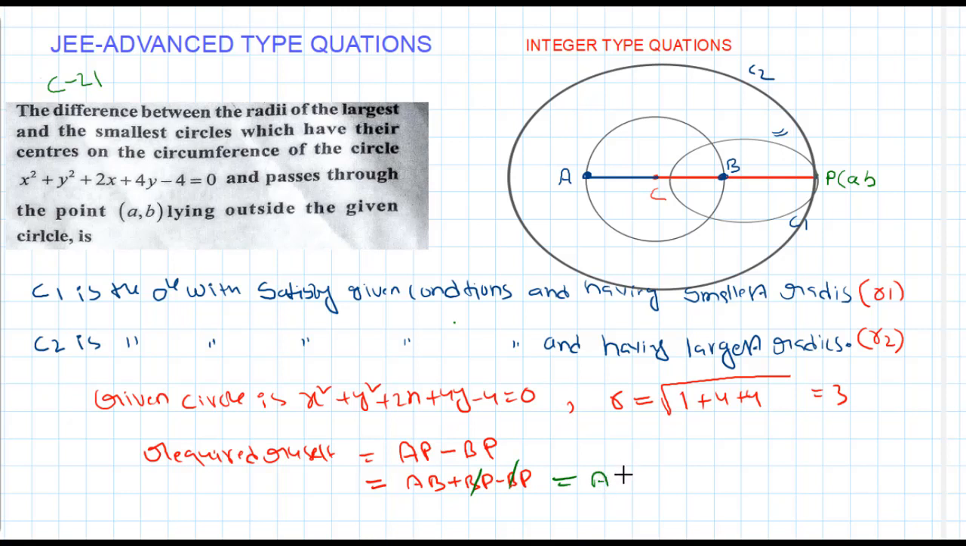AB means the diameter of the given circle, which is 2 times small r. That is 2 into 3, which is equal to 6. So it is an integer type, and we can say that our answer is 6.